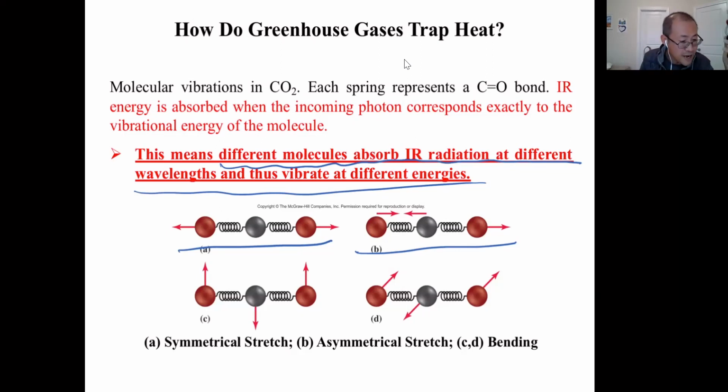So for carbon dioxide, there are two main types of vibration: stretching vibration and bending vibration.